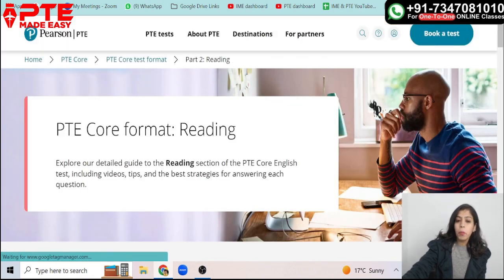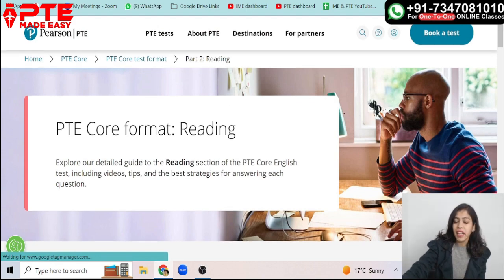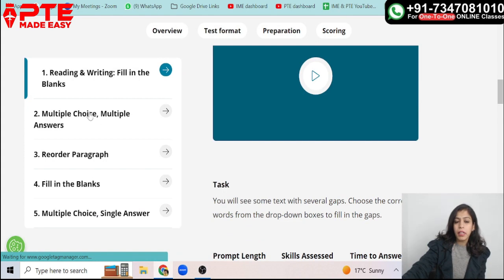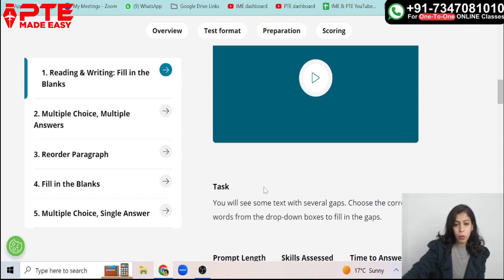Now, coming to the next module, and the next module is our PTE reading. So when we are talking about PTE reading of PTE Core versus PTE Academic, everything is the same. So there is no difference. You need not prepare anything much. The way you were preparing for PTE Academic, it is totally the same. So PTE reading and writing fill in the blanks, multiple choice multiple answers, reorder paragraph, fill in the blanks, and the next one, multiple choice single answer. So everything is the same.